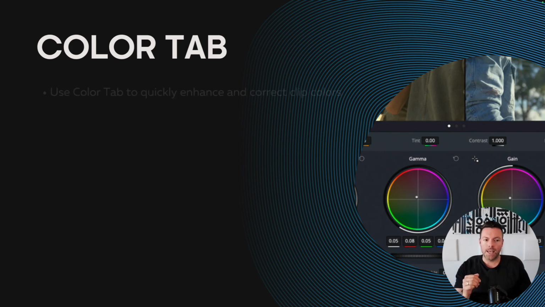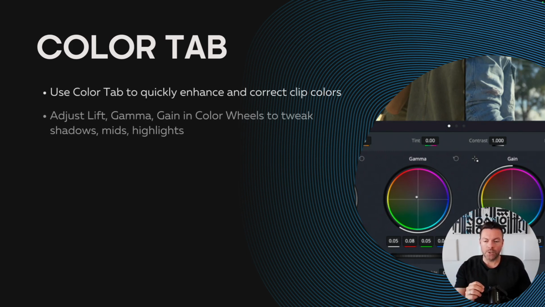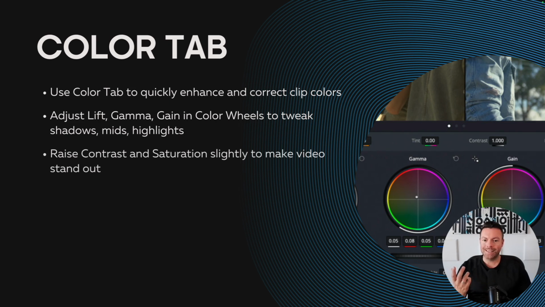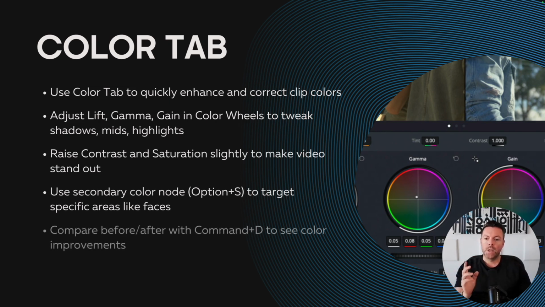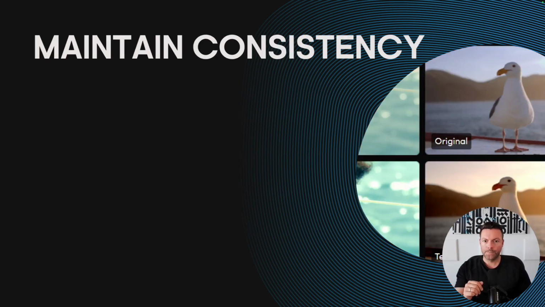Let's talk about the color tab now. So use the color tab to quickly enhance and correct clip colors. Adjust the lift, gamma, gain, and color wheels to tweak shadows, mids, and highlights. Raise the contrast and saturation slightly to make the video pop and really stand out. And use secondary color node option S to target specific areas like faces. Compare the before and after with Command D to see your color improvements and see if it made a big difference or not.